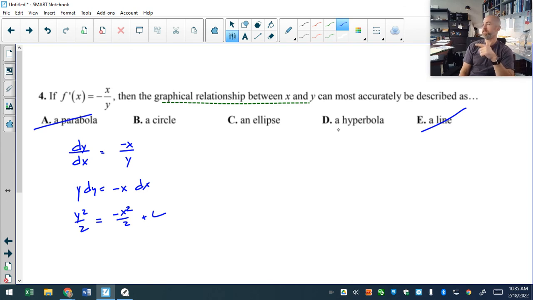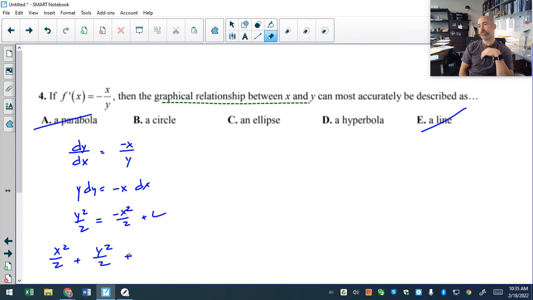Now circles, ellipses, and hyperbolas do have x squared and y squared, right? And generally you write them with x's and y's on the same side of the equation. So I'm going to move my x squared over. X squared over 2 plus y squared over 2 is equal to c. And I can eliminate a hyperbola.